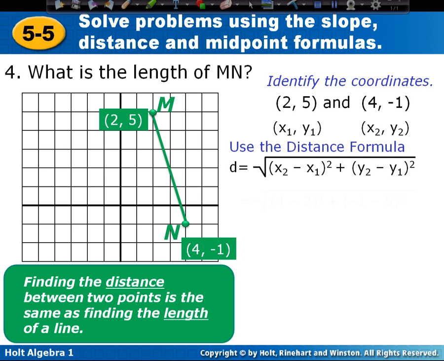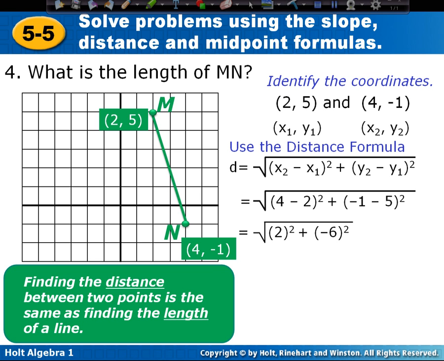Okay, now we're going to plug in our numbers. So our x2 is 4 minus our x1, which was 2, squared. And again, I got those from up here, 4 minus 2, squared, plus -1 minus 5, squared. Again, I'm going to do what's inside the parentheses first. So I'm going to say 4 minus 2 and -1 minus 5. And I get the square root of 2 squared plus -6 squared.